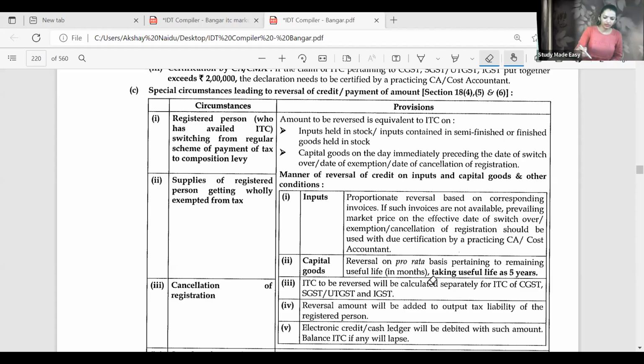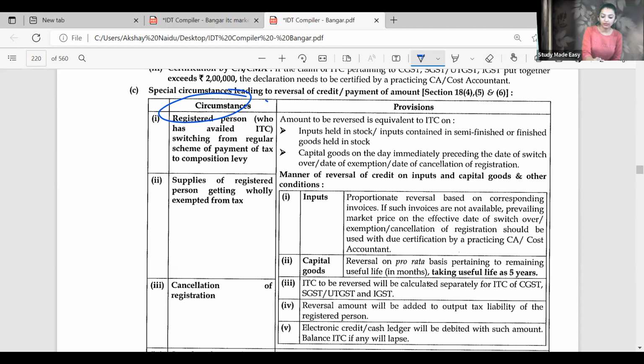Done? Sure. Now, similarly, as they have allowed this ITC, can you say this circumstance when there would be reversal of ITC? There could be circumstance when your ITC could be reversed. Ma'am, कब reversal हो सकता है?